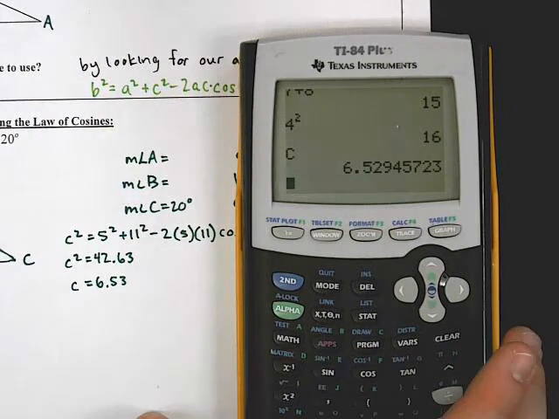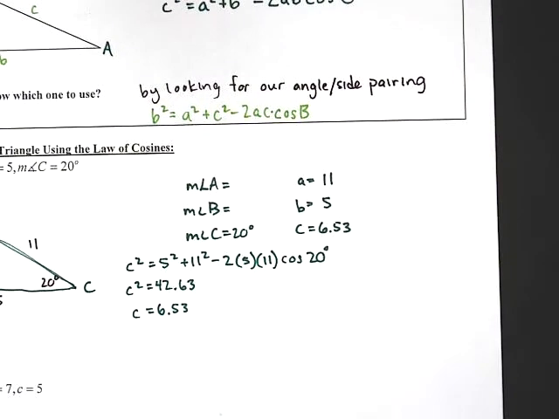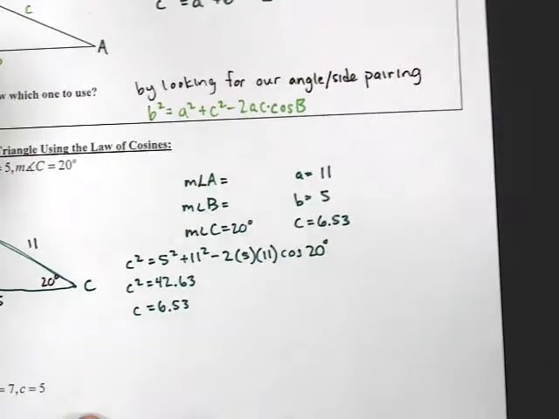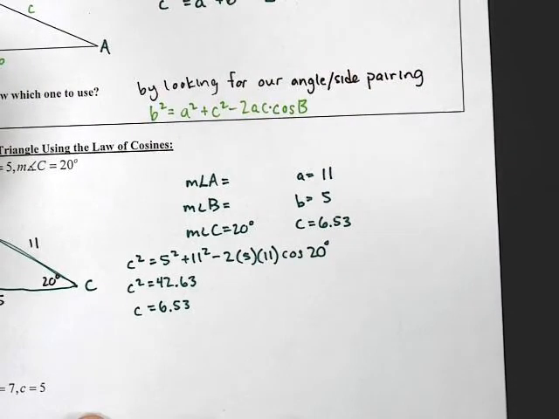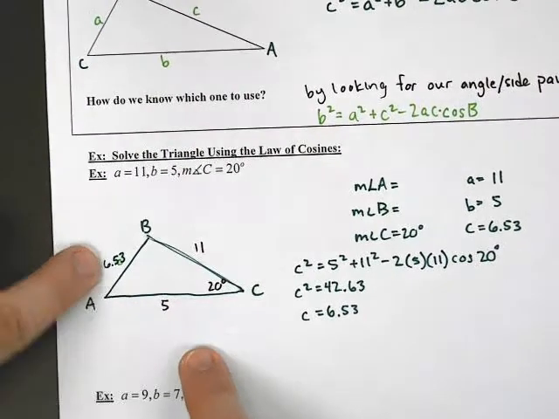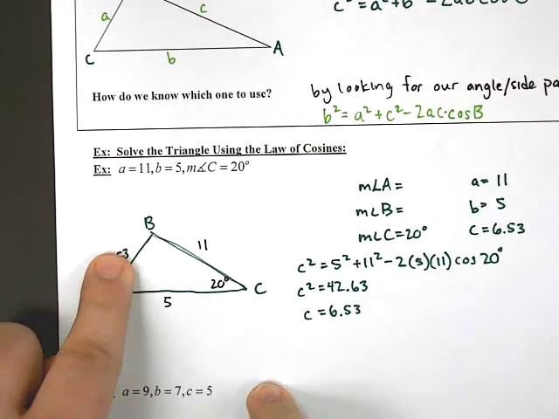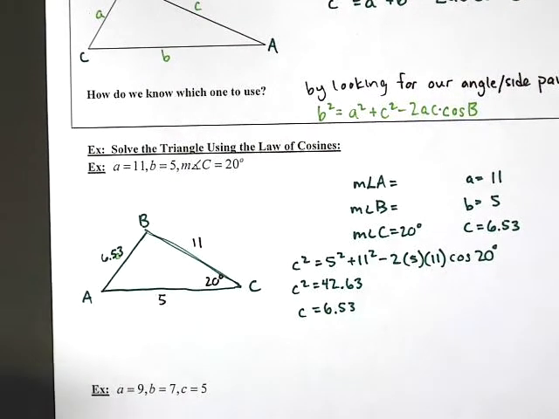Alright, so this is really good. So what we can do now is we can say, well, I know that this is 6.53, and now what do you guys notice? Oh, sorry, off the page. I now can write that this is 6.53. I now have a pairing. I now can use the law of sines. Whenever I can use law of sines, I want to use law of sines.